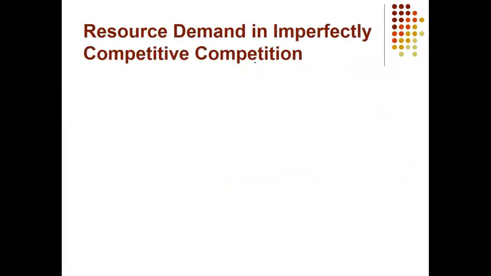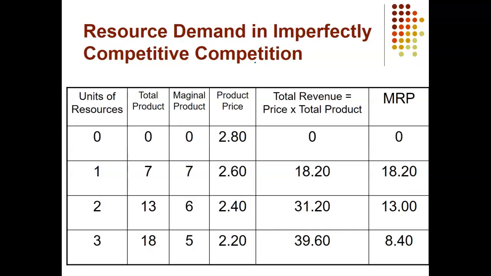What about for an imperfectly competitive marketplace? Well, I know it's imperfectly competitive because, again, the product price changes. 280, 260, 240, we're now facing that down sloping demand curve, and then we have our marginal revenue curve down here as well. So this is the imperfect competition, monopolistic competition, monopoly, we're not sure which one.